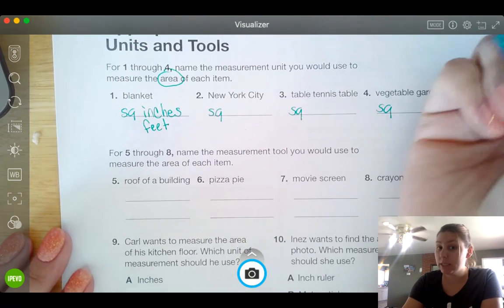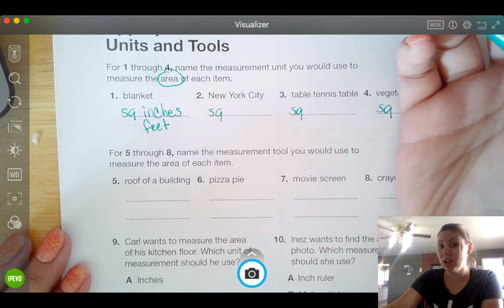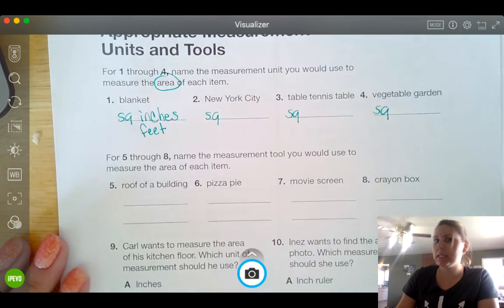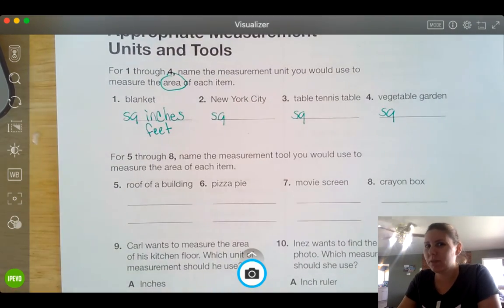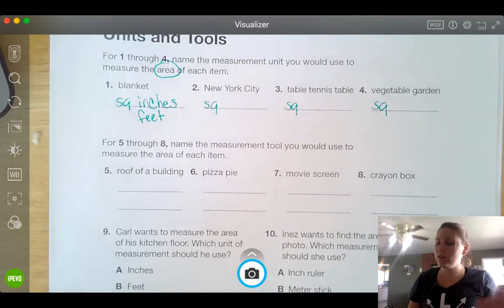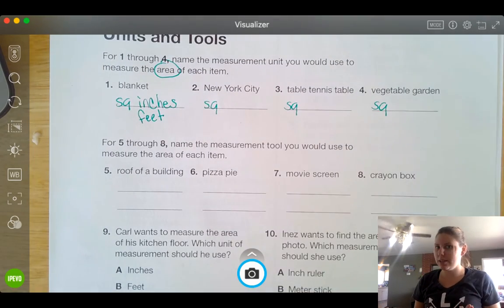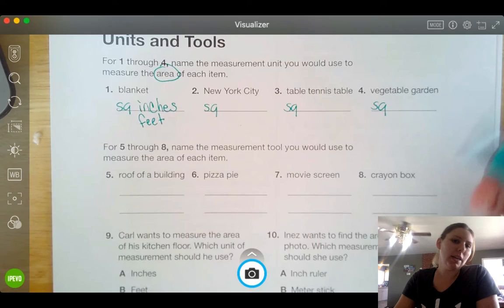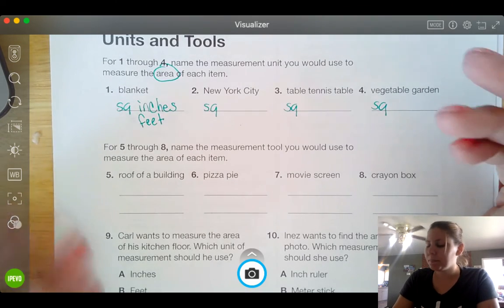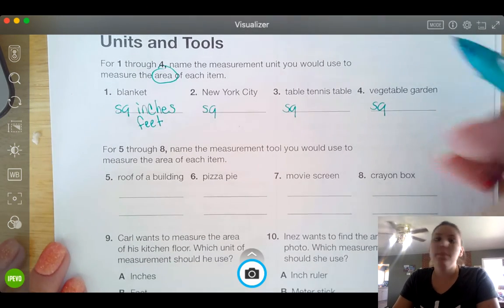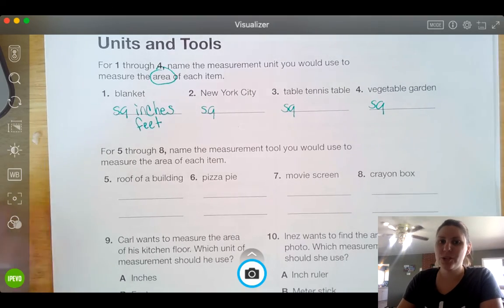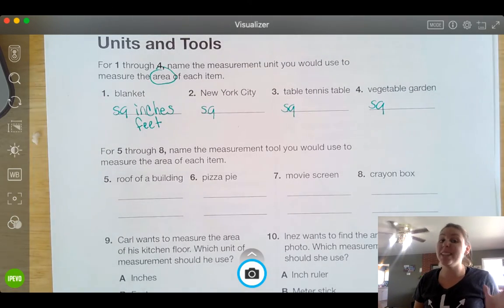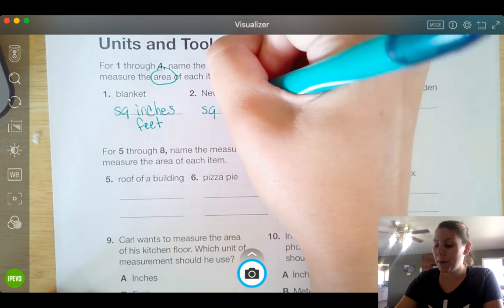I would not use centimeters because that would be really small. I wouldn't use yardsticks because it might be the same length as a yardstick, but it might not be. It wouldn't be very accurate. And I definitely wouldn't want to use miles or anything bigger than that. So I would say inches or feet would both be correct. New York City. I'm not measuring New York City in inches, and I'm not measuring it in centimeters. I want to use something really big because it's a really big city. I would probably use square miles.